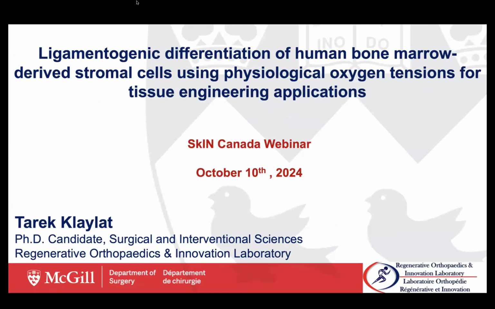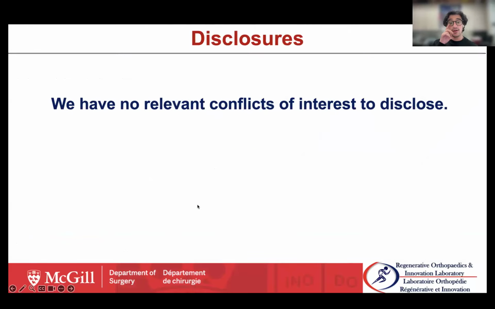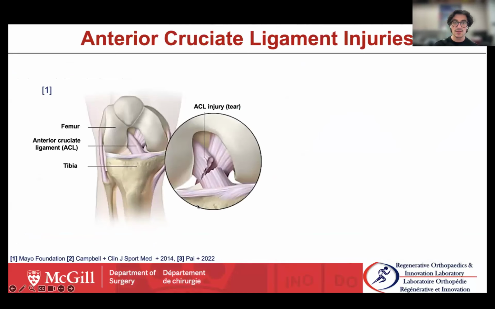Okay. So today I'll be talking about one example of an application of physioxia and near physiological culture conditions in tissue engineering, specifically ligament tissue engineering: the ligamentogenic differentiation of human bone marrow-derived stromal cells using physiological oxygen tensions for tissue engineering applications. I have no conflicts of interest to disclose.